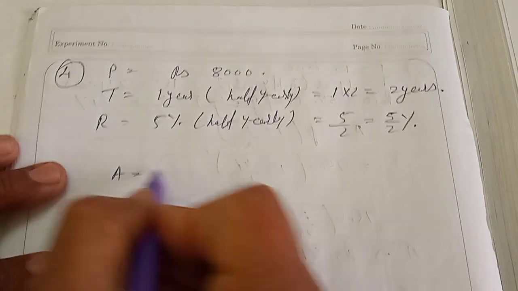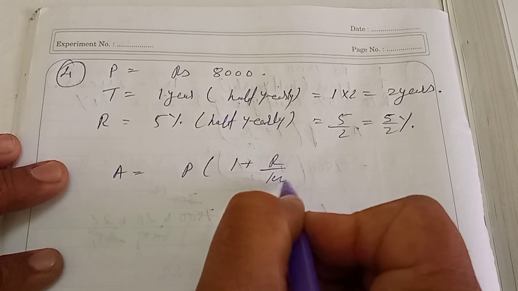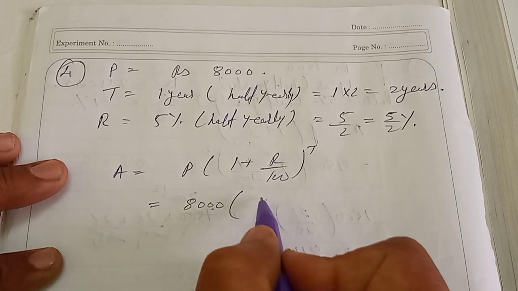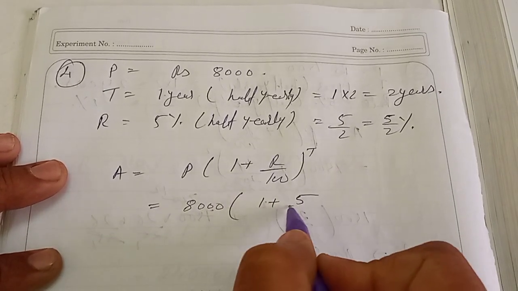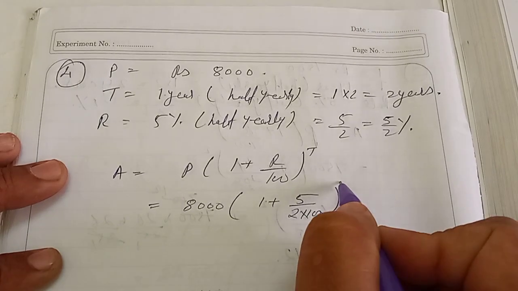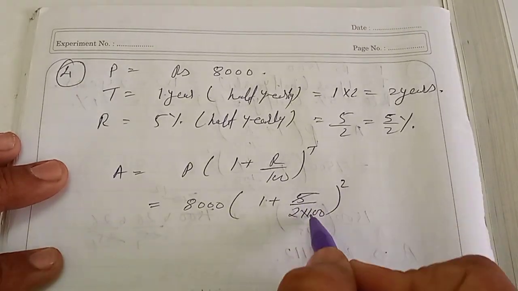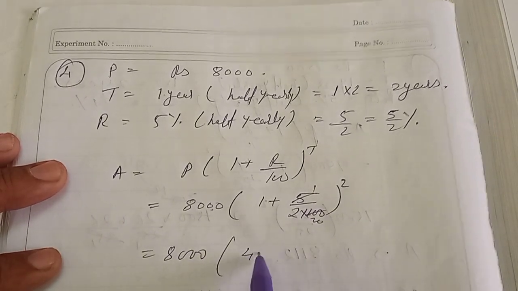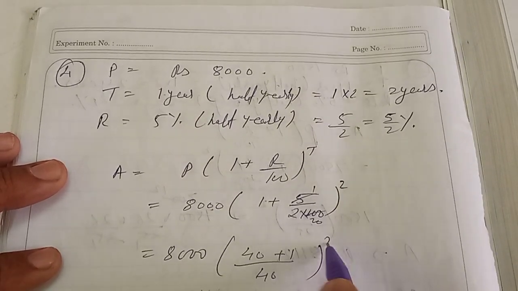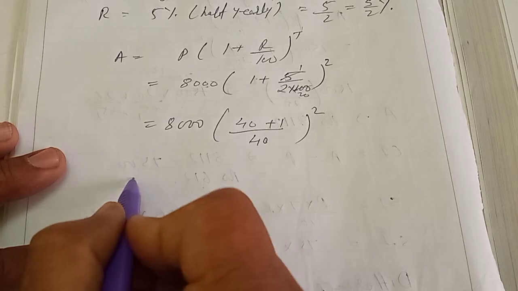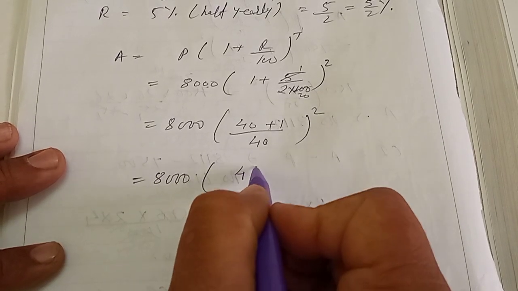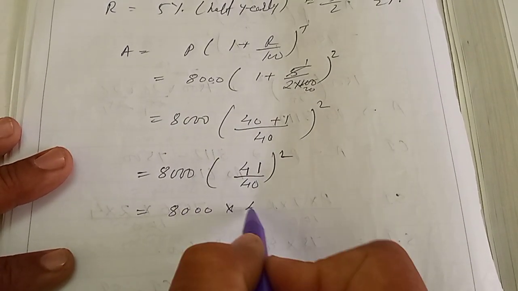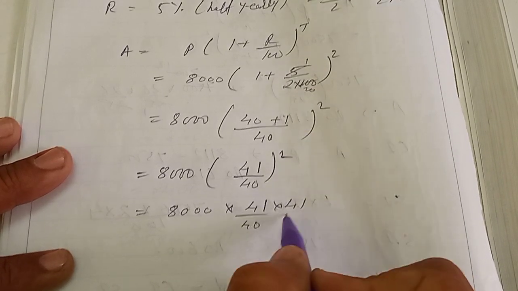Now we have to find amount equal to principal bracket start 1 plus r upon 100 whole power time. What is the principal? Principal is rupees 8,000. 1 plus what is the value of rate? 5 upon 2 multiplied by 100. What is the time? Whole power 2. Cancel 2. 5 ones are 5, 20s are. That means 8,000 into 20 into 2 is 40, plus 1 whole upon 40 whole power 2. That means 8,000 into 40 plus 1, 41 upon 40 whole power 2. That means 8,000 multiply 41 multiply 41 upon 40 into 40.